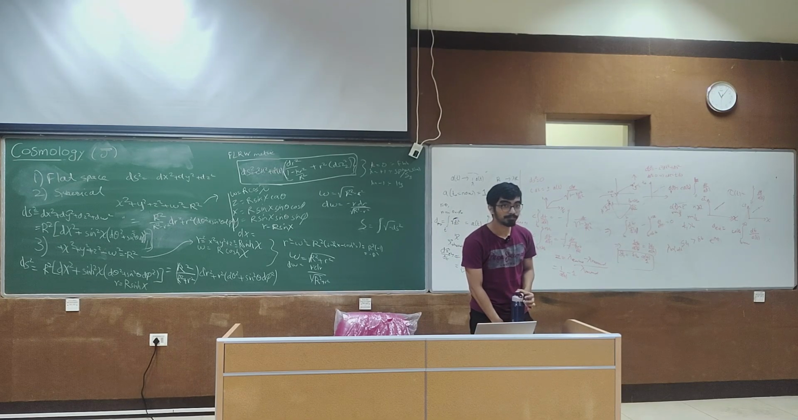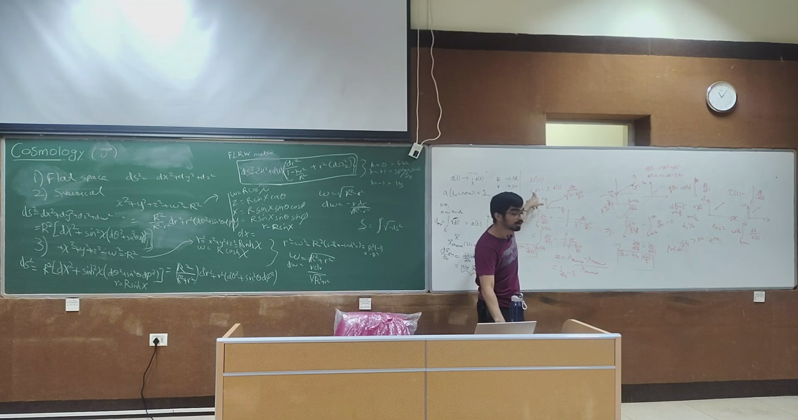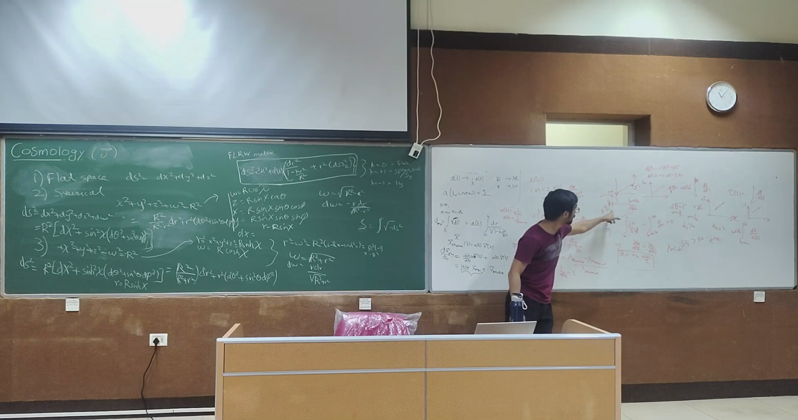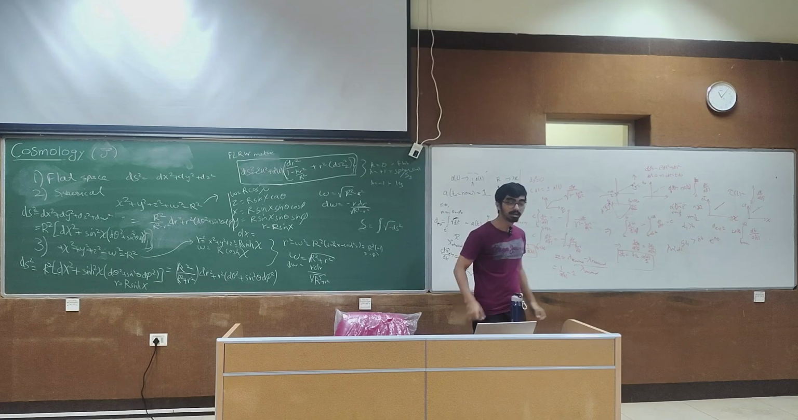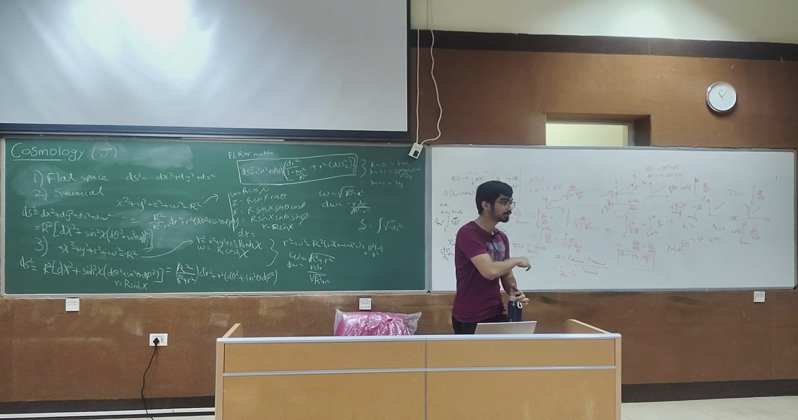Sometimes the ds squared equal to 0 path gives us that, not by the light wave. Yeah, so okay. Okay, any other question? This is a slightly long explanation. So, any other question?